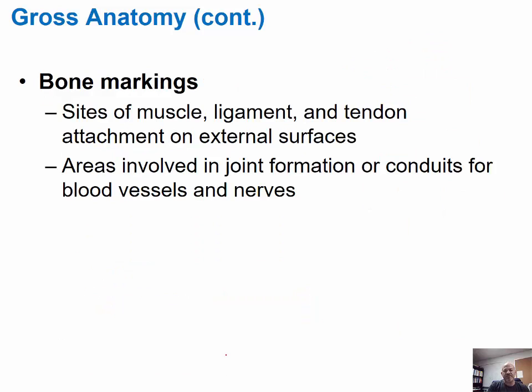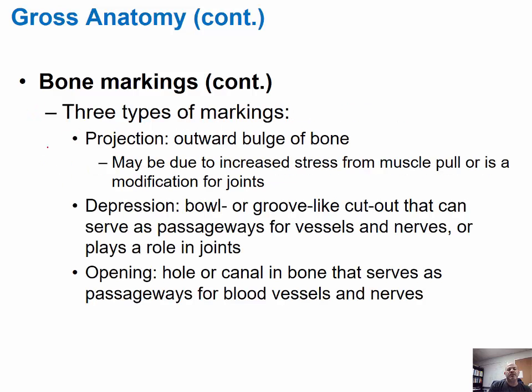Then we have bone markings. This is something that we've seen or you will see in the lab. These are sites where muscles, ligaments, and tendons attach on external surfaces of the bone. There are also areas involved in joint formation or that serve as conduits for blood vessels and nerves to go through. There are three types of bone markings in general: projections, depressions, and openings.